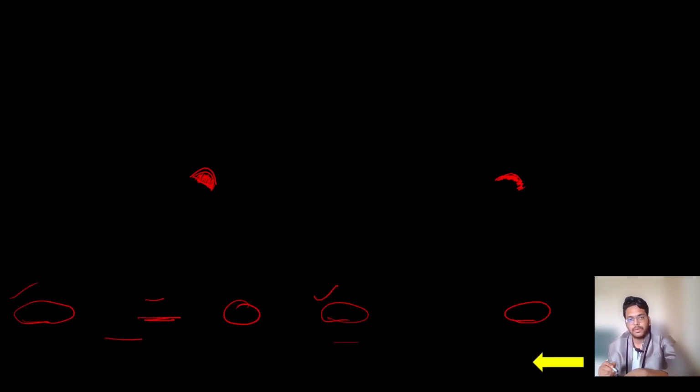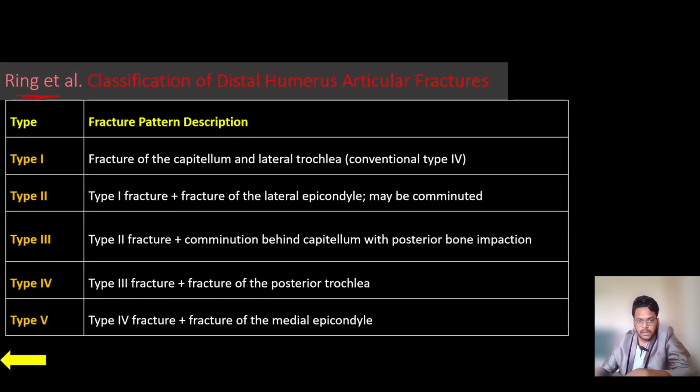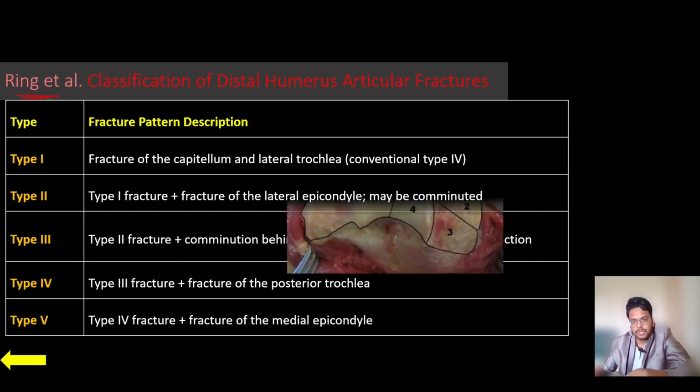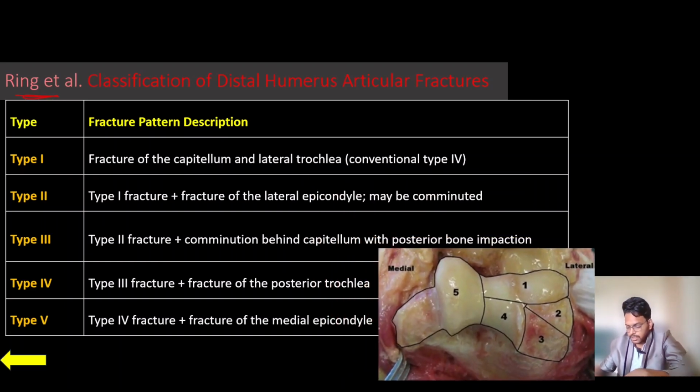This is the capitulum fracture. Coming to the articular fracture of the distal humerus given by Ring et al. There are 5 types based on the articular fracture. First, he will start at the lateral most, that is the capitulum and the trochlea. This is the trochlear part and this is the capitular part.